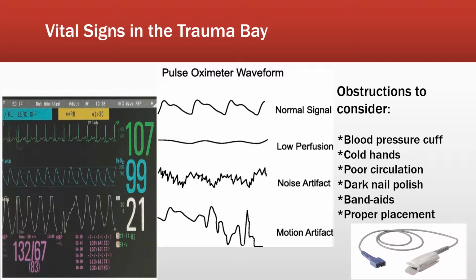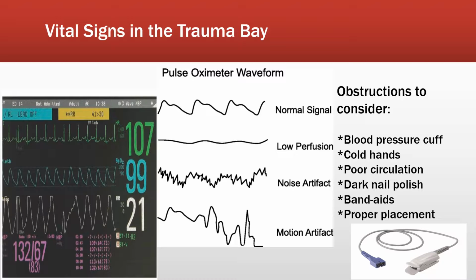With the pulse oximeter, if you don't know what one looks like, there is a picture of one in the lower right-hand corner. It goes over the patient's fingertip. This will measure the oxygen saturation in the hemoglobin in their blood.